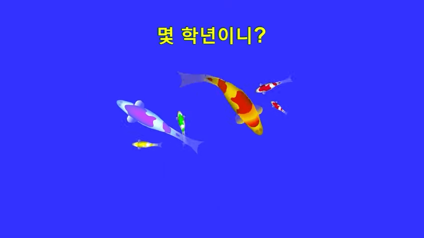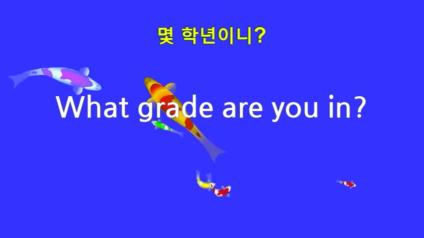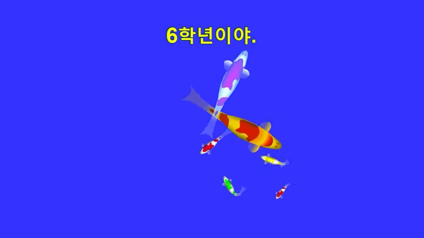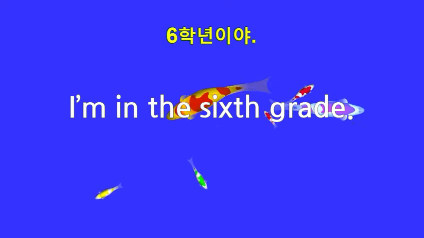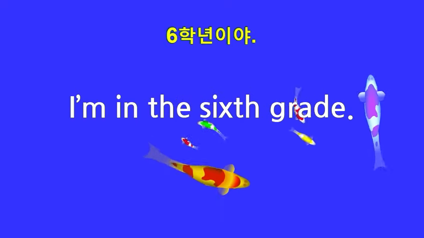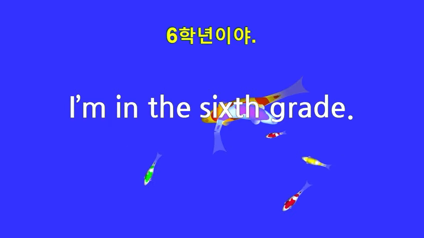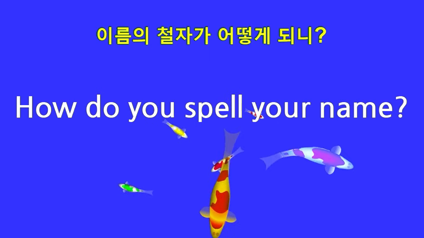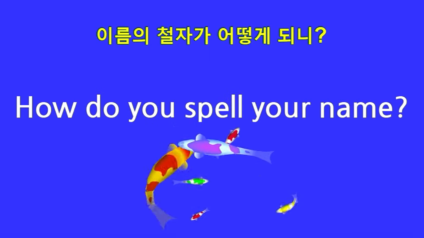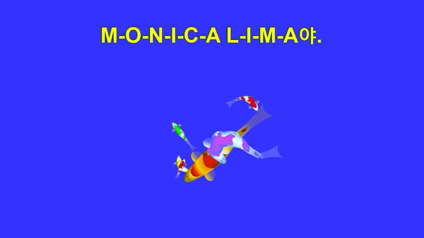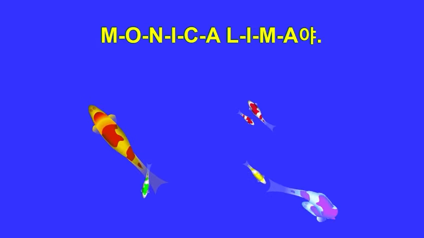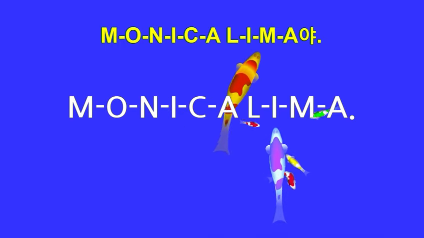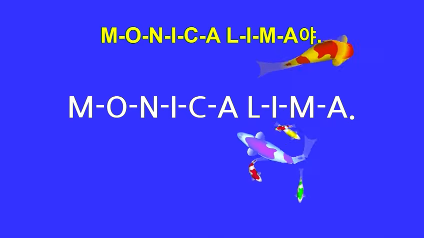몇 학년이니? What grade are you in? 6학년이야. I'm in the sixth grade. 이름의 철자가 어떻게 되니? How do you spell your name? M-O-N-I-C-A-L-I-M-A.